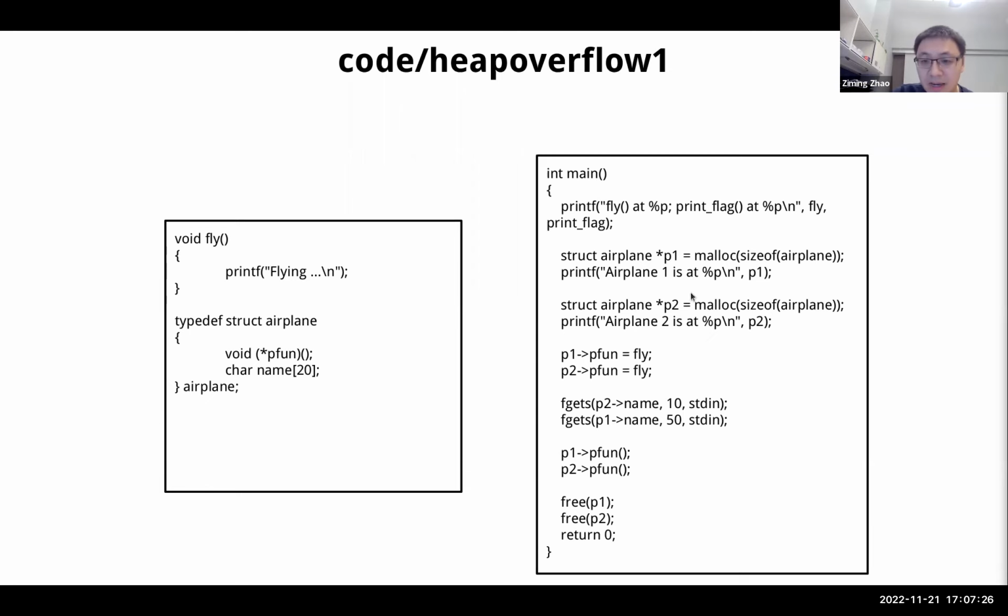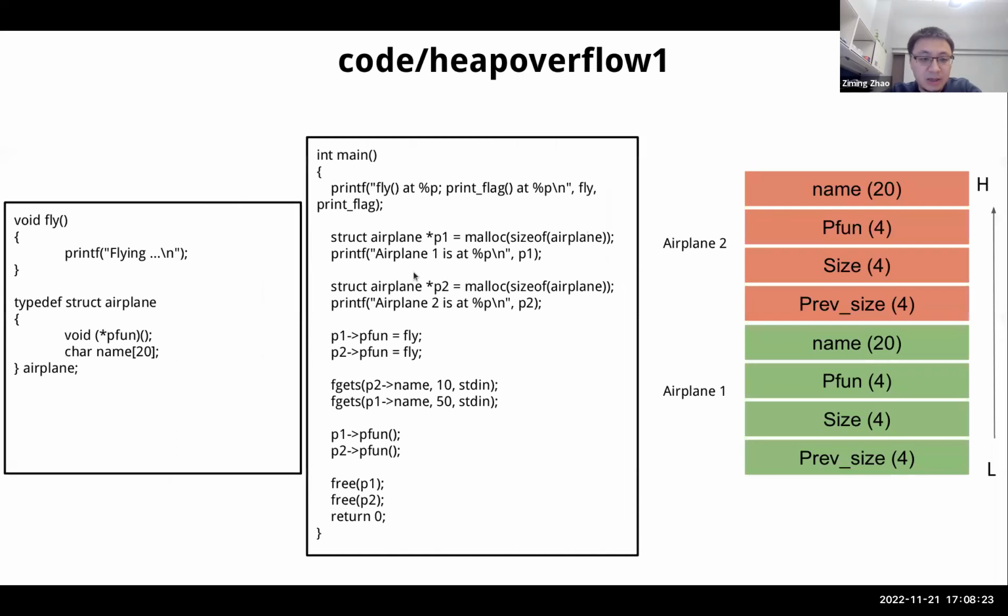Then we create another airplane. For both airplanes, we assign the function pointer as fly, so both of them fly. Then we do 2 fgets, and when we have fgets, there's probably a software vulnerability. For the second airplane, we're going to input 10 letters. Obviously 10 letters will not cause any buffer overflow because we're putting that in the name. We're giving the plane a name. However, for the second one, we're going to write 50 characters to plane 1. That may cause a buffer overflow. Then we are going to call those 2 functions.